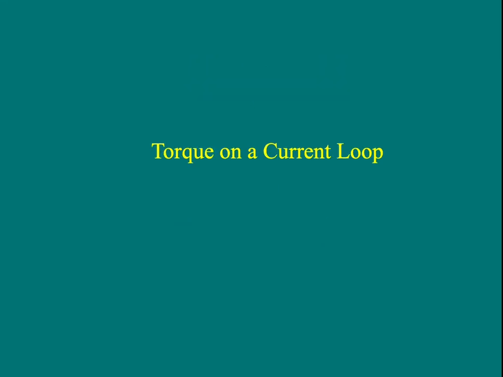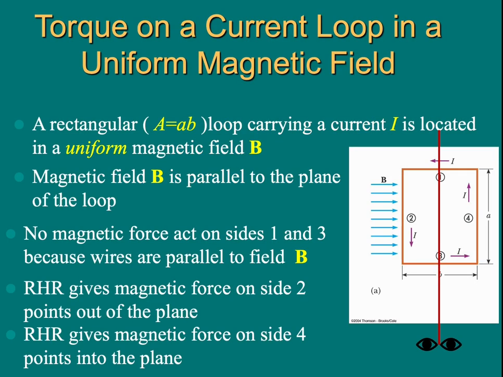We will discuss torque on a current loop in this lecture. Let's study the forces acting on a rectangular loop with sides A and B carrying a current I and located in a uniform magnetic field. Let's assume the magnetic field B is parallel to the plane of the loop.